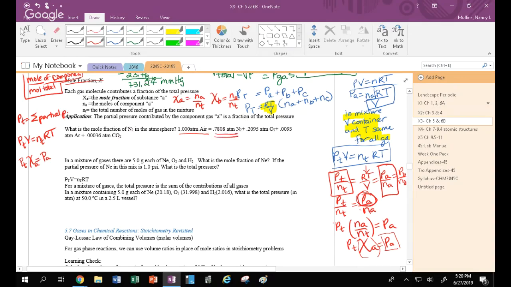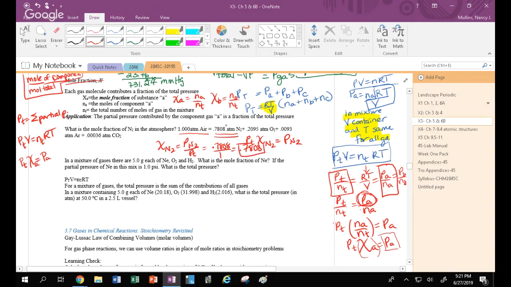Well, what I have is a pressure. Would you agree to that? So I could say pressure total times the mole fraction of nitrogen would have to equal the partial pressure of nitrogen. Would you agree to that? So my mole fraction of nitrogen would be the pressure of nitrogen over pressure total. In this case, 0.7808 over 1. My mole fraction is 0.7808.